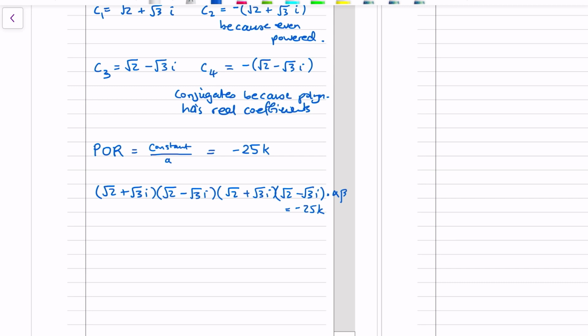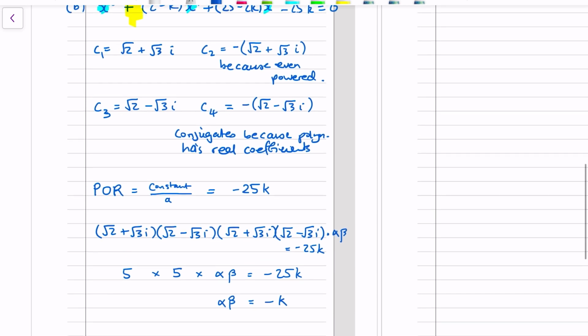Root 2 plus root 3i multiplied by its conjugate is going to be 2 plus 3, so 5. And we've got another 5 out of the third and fourth bracket. I squared's negative 1, remember, times alpha beta equals negative 25k. So alpha beta, my last two solutions, is equal to minus k.